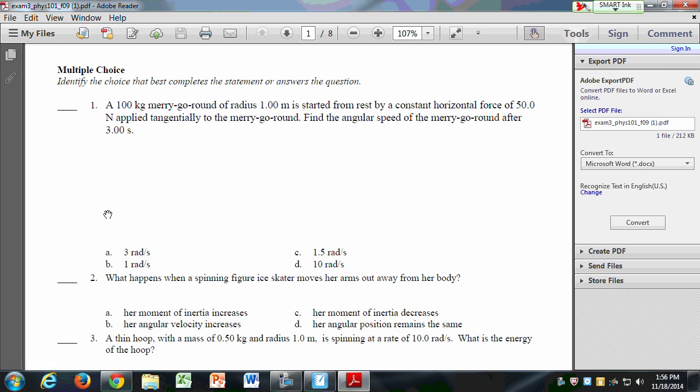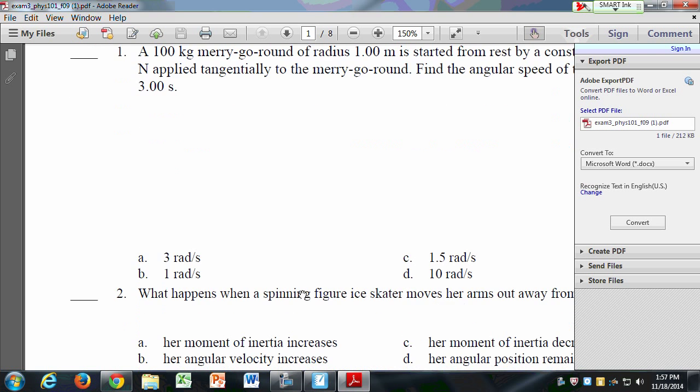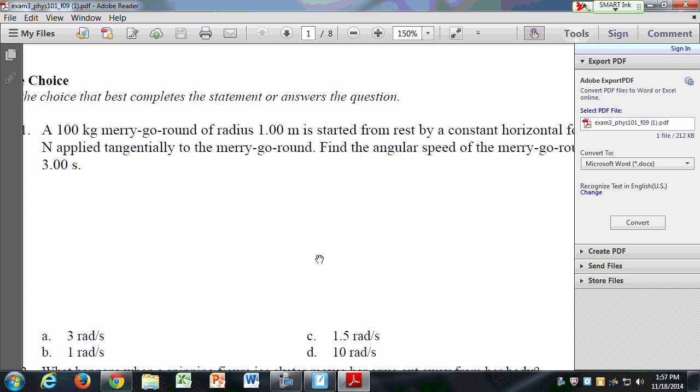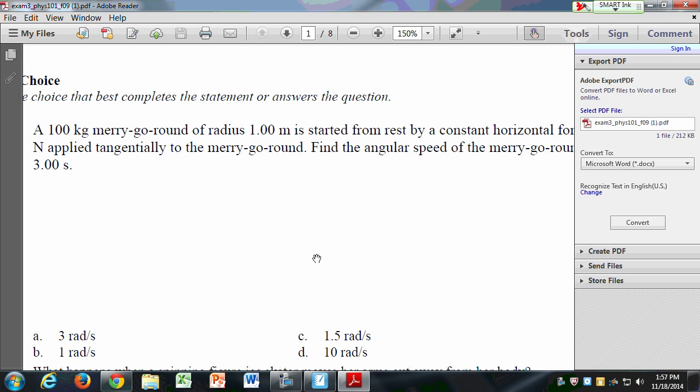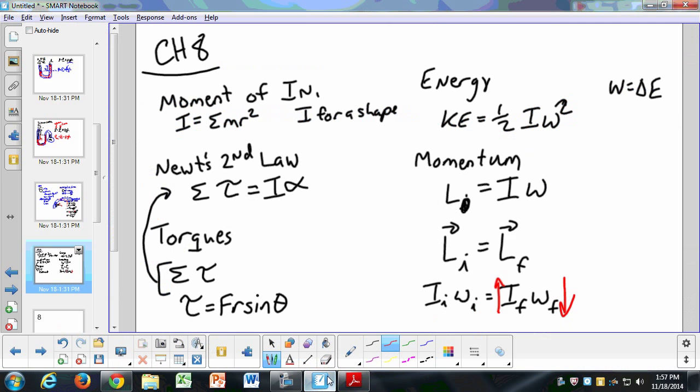Okay, so this first problem right here, number 1, I have a merry-go-round, radius 1 meter, started from rest by a constant horizontal force applied tangentially, and just find the angular speed. So if we're looking back at these broad categories, that is a Newton's second law type problem. But it also involves finding the torques and finding the moment of inertia as well. So it sort of incorporates those 3 broad categories.